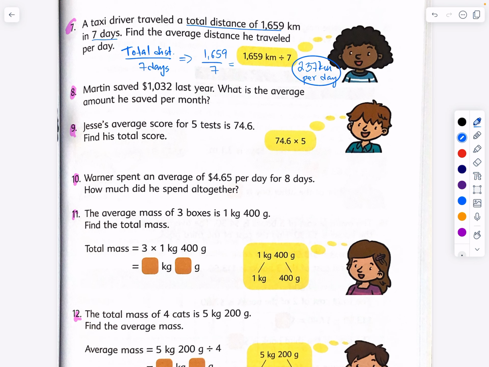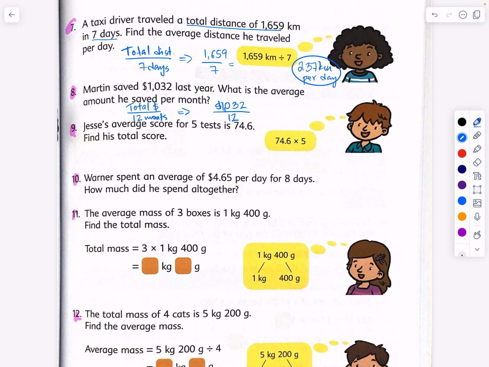Martin saved $1,032 last year. What is the average amount he saved per month? Again, we don't need to add anything up. They already gave you the total savings. So we have the total dollar amount for savings per month. We have 12 months in a year, right? 12 months. So therefore, let's substitute $1,032, that's the total amount saved, divided by 12.